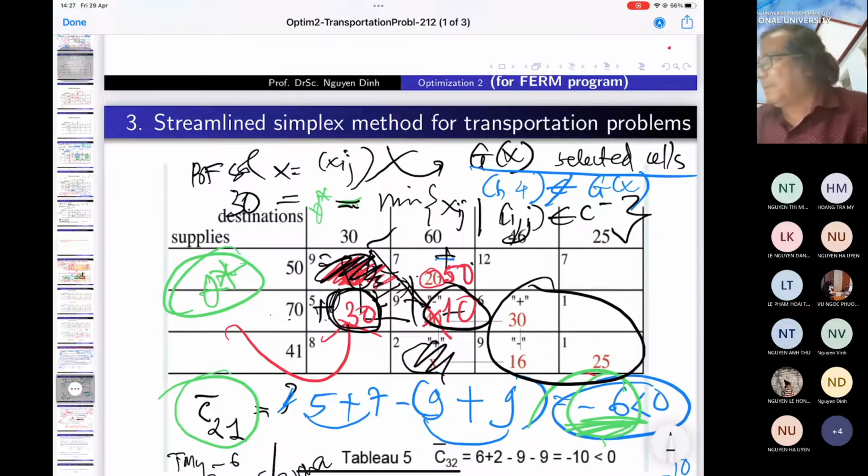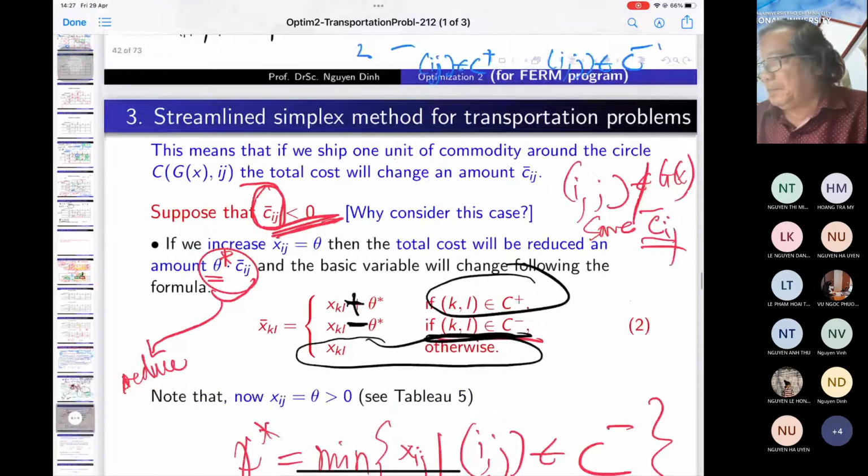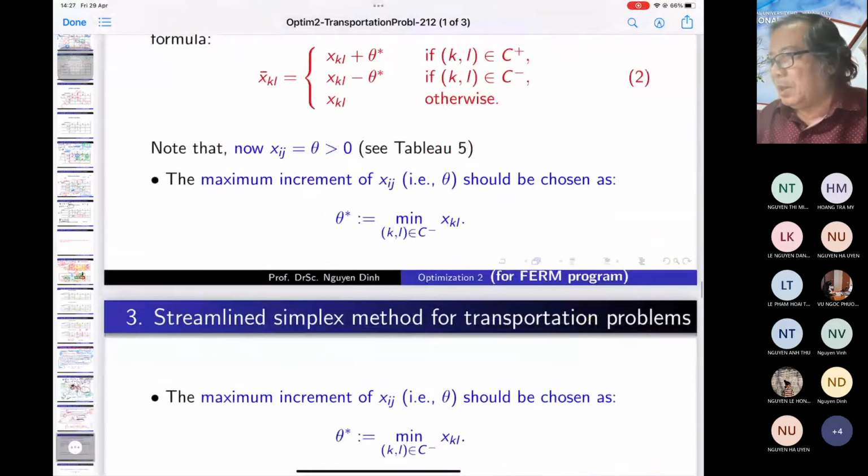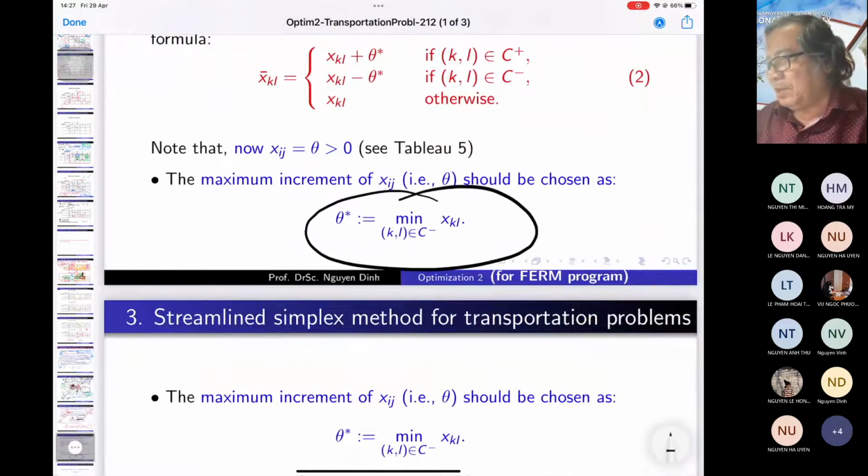Okay. The theta star is the minimum of here. That's the formula.